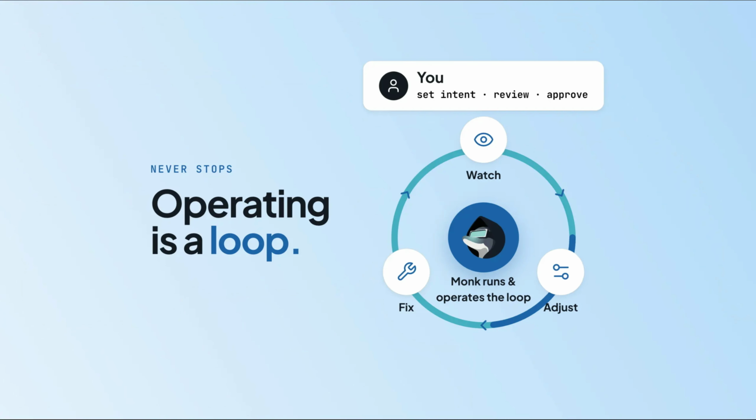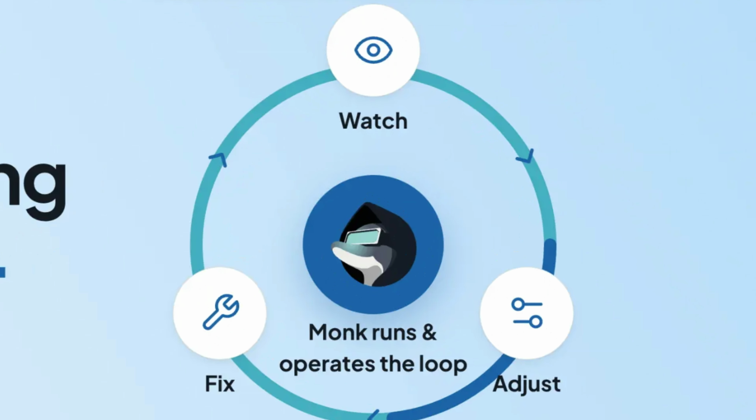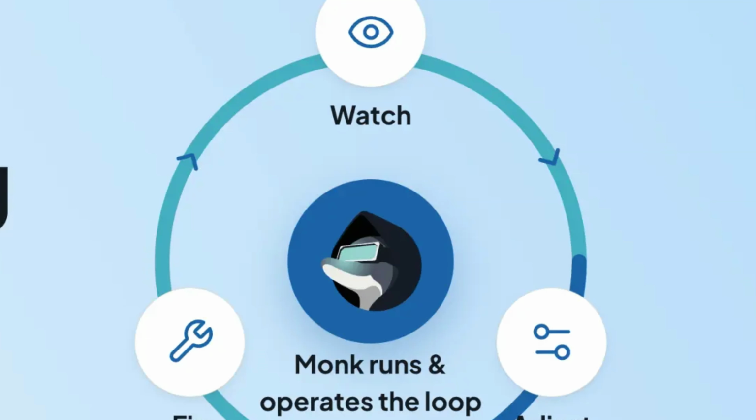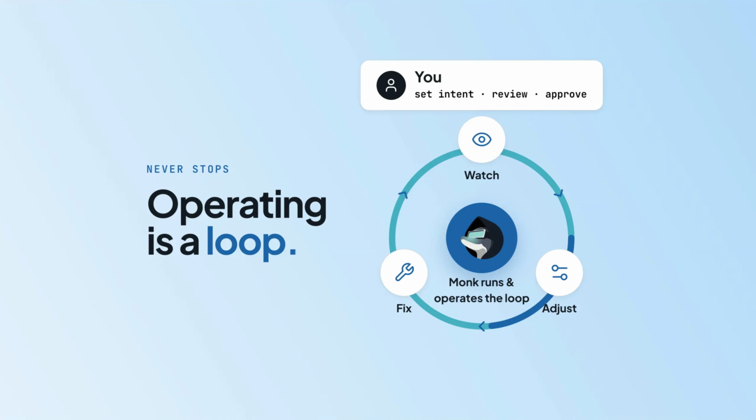Let's start with a mental model. Deploying is an event. Operating an app is a loop that never stops. It's a constant. Watch, adjust, fix, repeat. Monk runs the loop and does the work. You stay above it and in control. You set the intent, review, and approve.